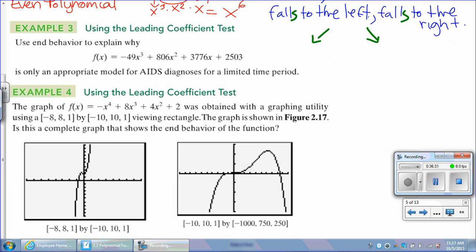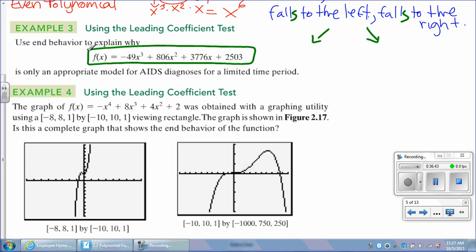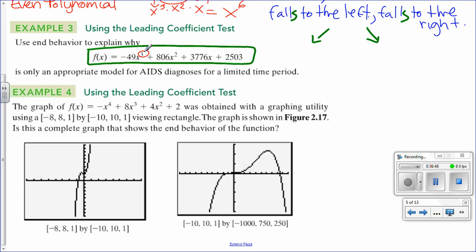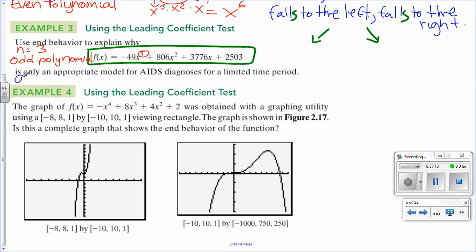Okay. Example 3, we're going to do the same thing, use the end behavior. And I don't know if you noticed, but this is actually the same equation or function from the first slide. So let's talk about the degree. The degree is 3, right? So n is 3, so we're going to say that it is an odd polynomial. Because of that, we're going to have distinct end behaviors. And the leading coefficient in this case, a sub n, is equal to -49. And of course, we know that's a negative number.